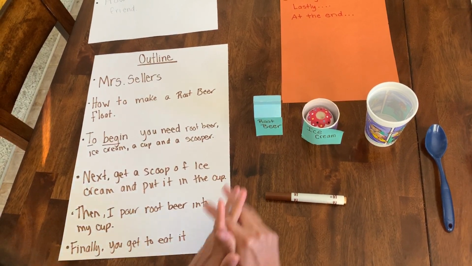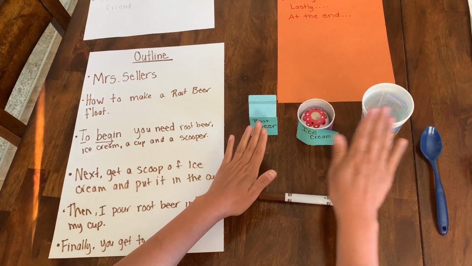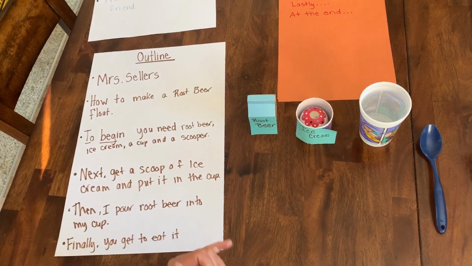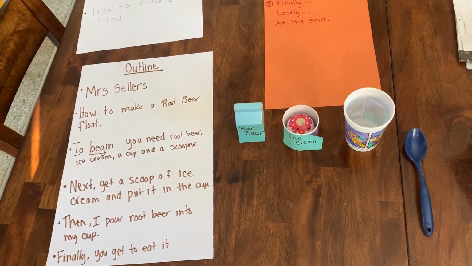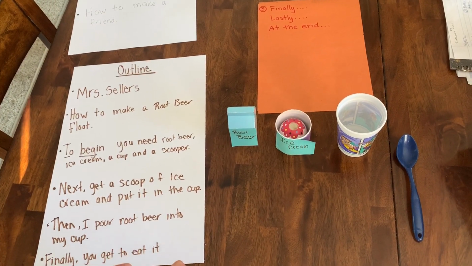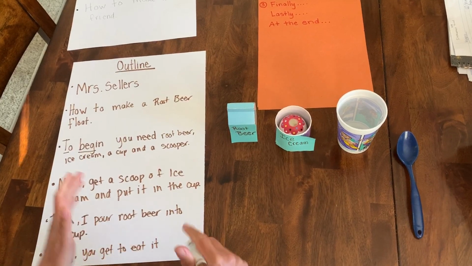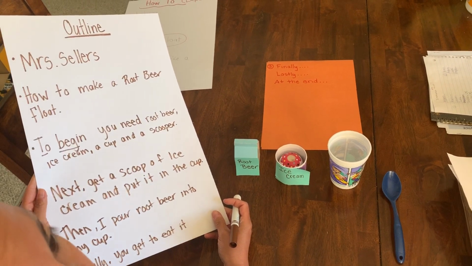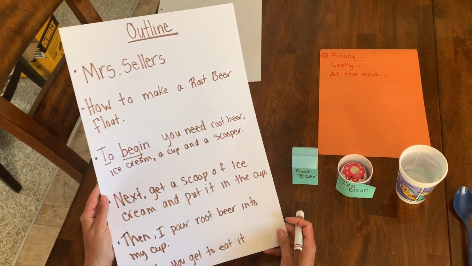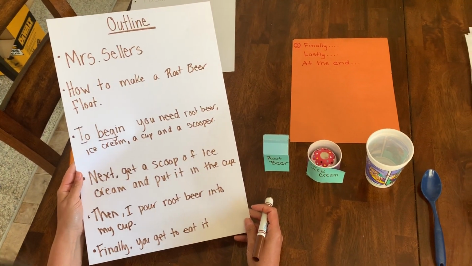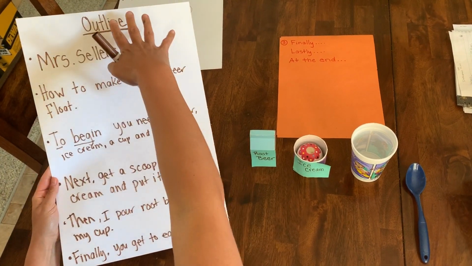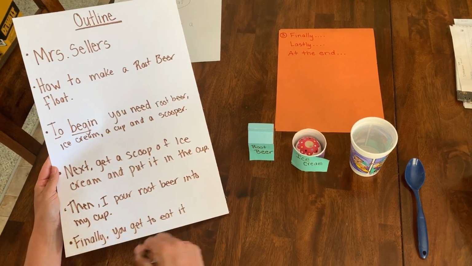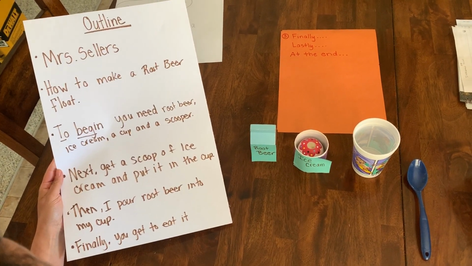So for me, I'm going to keep practicing with my fake materials, but on Friday, I will have all the real materials and I will show you how to make a root beer float, but I will not have my outline in front of me because I know I'm gonna be practicing at home this week. So by Friday, I will be able to do my whole presentation without looking at anything, okay?